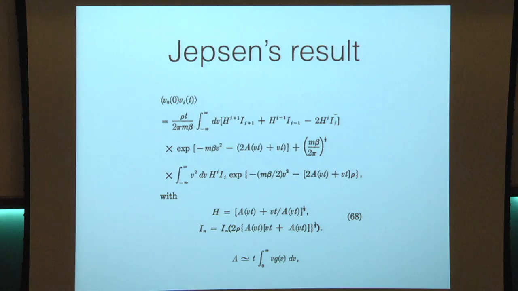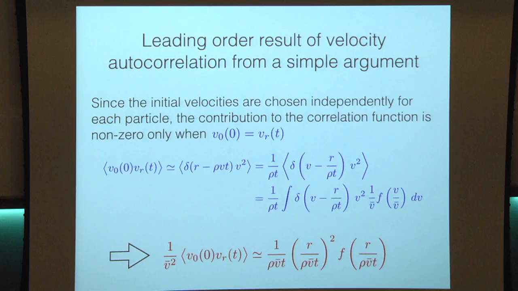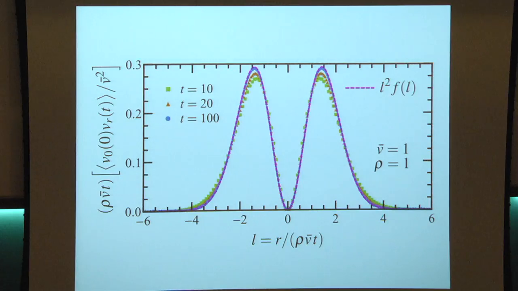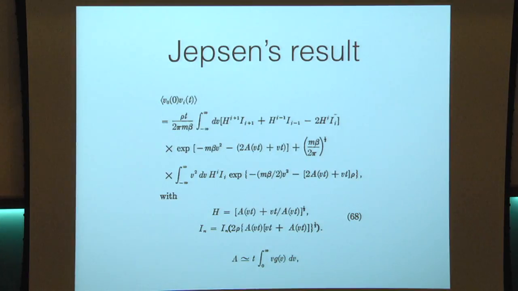Okay, so this is by Jepsen. But he didn't have this simple form in this scaling limit, at least in this paper. I don't know if this form was there in some future papers, but I have not seen this form before.